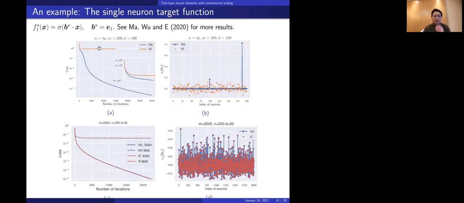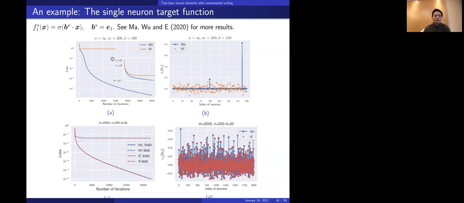Let's take a look in practice. Let's take the target function to be a single neuron, just sigma of x1. And look at two situations. The first situation, look at the bottom, is where m is much bigger than n. So m is 2000, n is 200. You can see that the red curve is the random feature model, and the blue curve is the neural network model. Both the training curve and the testing curve are very, very close, and the results are very close to the random feature model.